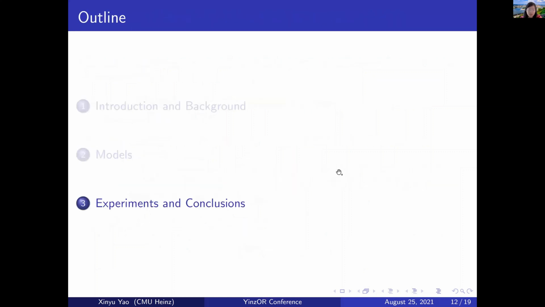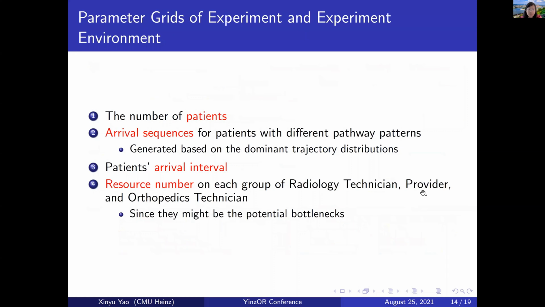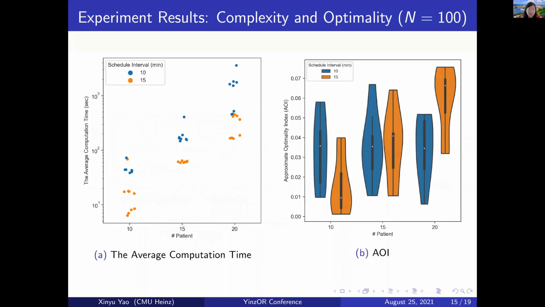Next, we move to the experiments and results section. The data for the experiments is collected from orthopedic clinics. We carry out data processing to find the patient-resource interaction trajectories. After getting all the trajectories, we select the top 5 to figure out the final dominant trajectories. Then we fit a log-normal distribution over the activity durations as well. Based on the data exploration, we run experiments with parameter settings over the number of patients, arrival sequence, patients' arrival interval, and the number of bottleneck resources. We visualize the complete results in the following slides.